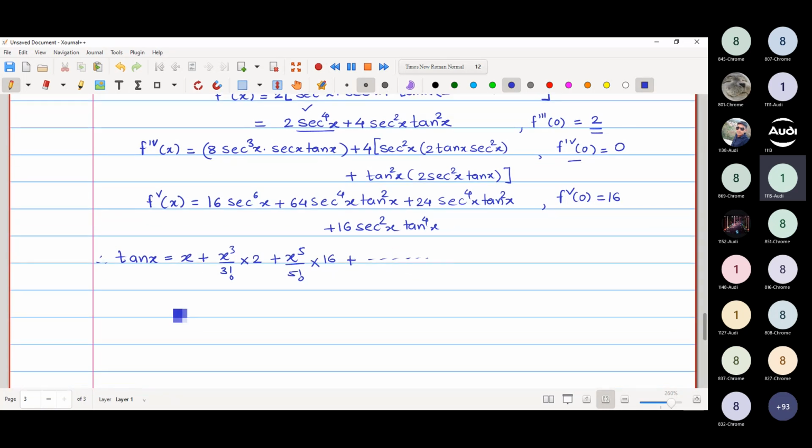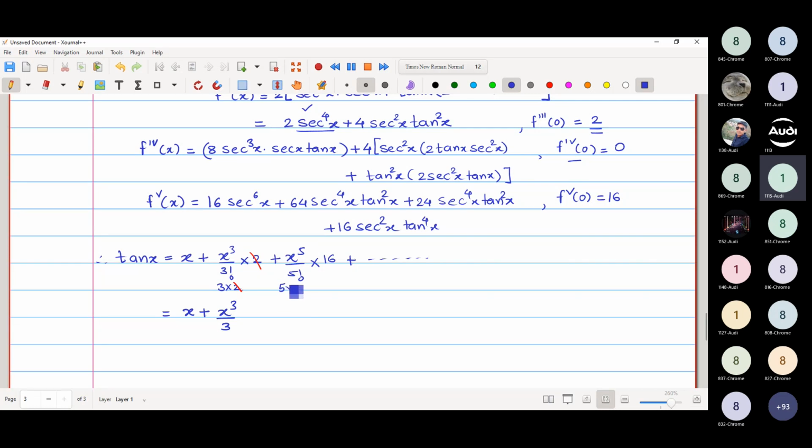So if you simplify this, listen here. First term will be x. Can I write down this 3 factorial as 3 into 2? ये 2 cancel हो जाएगा ना. So can I say this term will be x cubed by 3? Is it right? What about this 5 factorial?